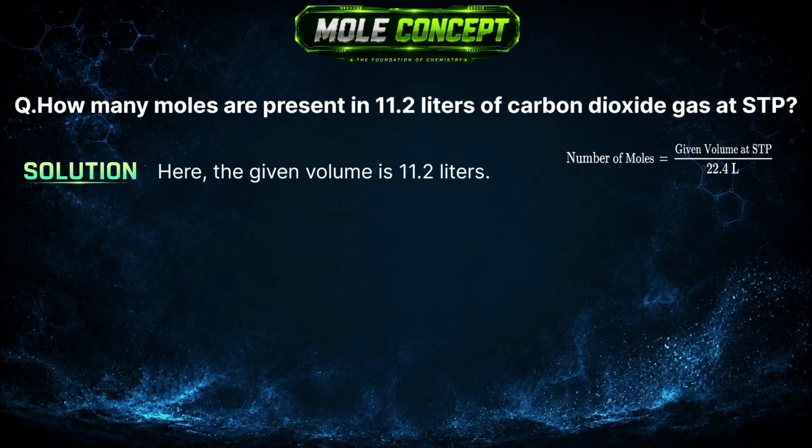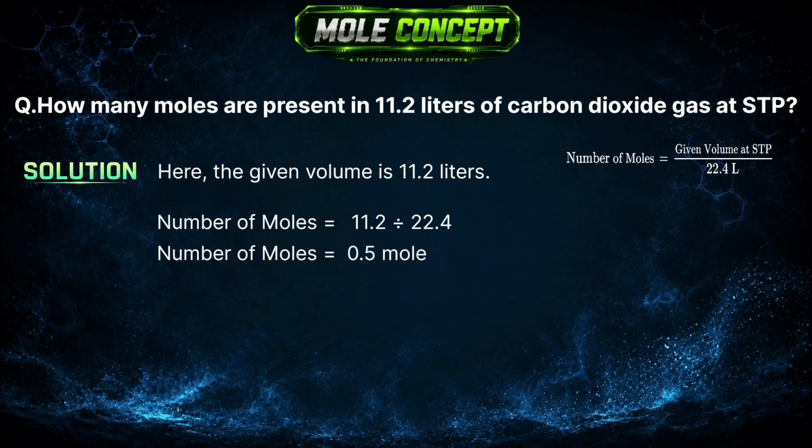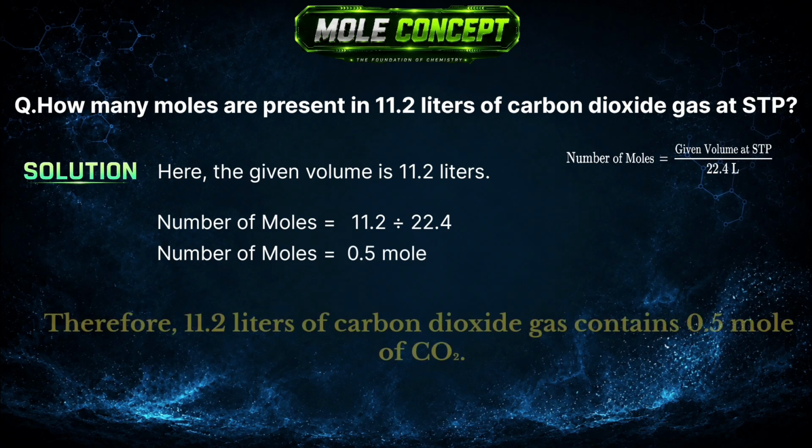Now substitute the values into the formula. Number of moles equals 11.2 divided by 22.4. Number of moles equals 0.5 mole. Therefore, 11.2 liters of carbon dioxide gas contains 0.5 mole of CO2.